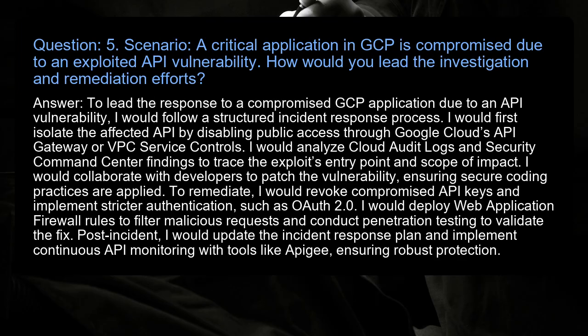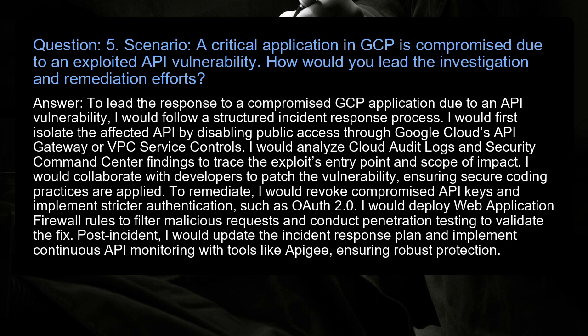Question 5. Scenario: a critical application in GCP is compromised due to an exploited API vulnerability. How would you lead the investigation and remediation efforts? Answer: to lead the response to a compromised GCP application due to an API vulnerability, I would follow a structured incident response process. I would first isolate the affected API by disabling public access through Google Cloud's API Gateway or VPC Service Controls. I would analyze Cloud Audit Logs and Security Command Center findings to trace the exploit's entry point and scope of impact.